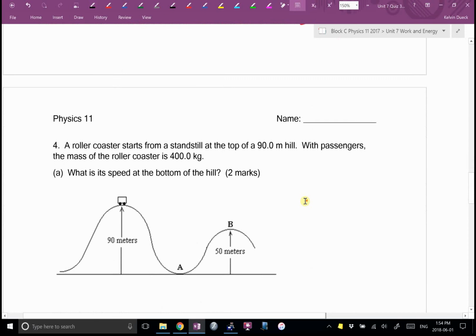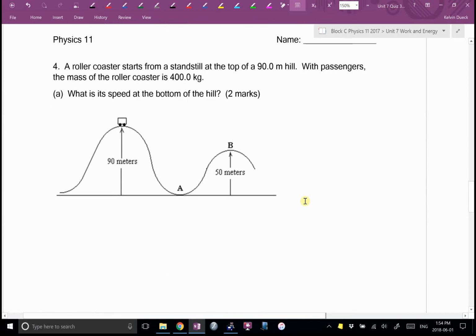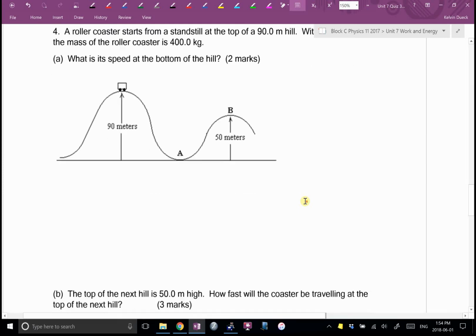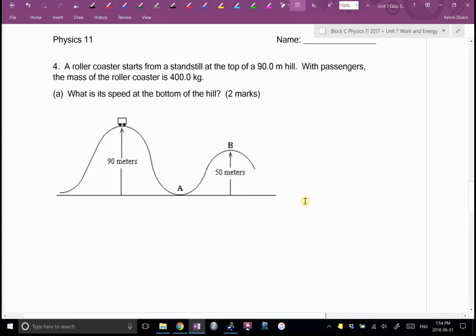Then I would turn the page or go to the next page. I see a change in height. I see a change in speed. I see a yucky curvy path. I'm betting this is conservation of energy. Yeah, roller coasters. What's its speed at the bottom of the hill? This one, Oliver, is a little nicer. They did say from a standstill.